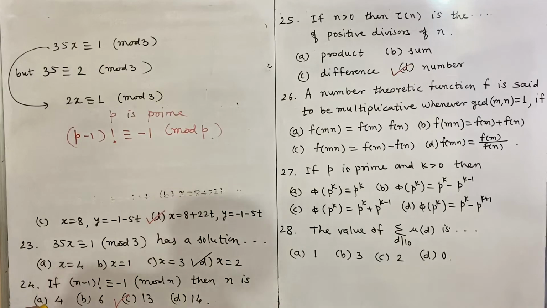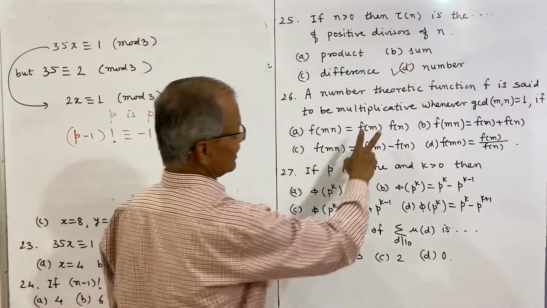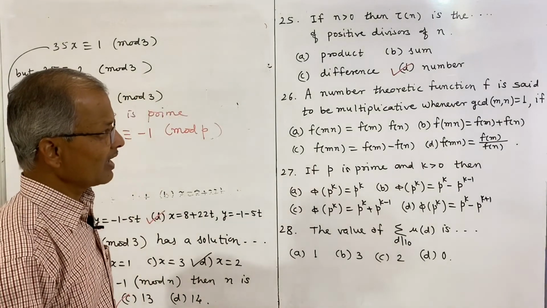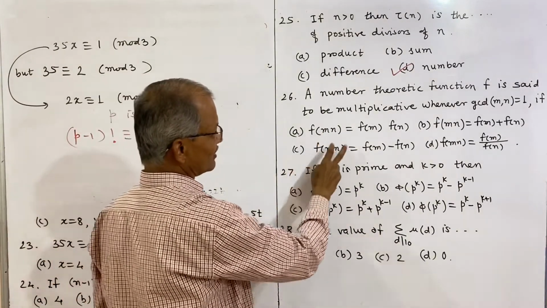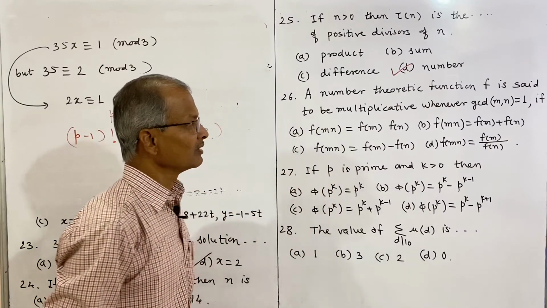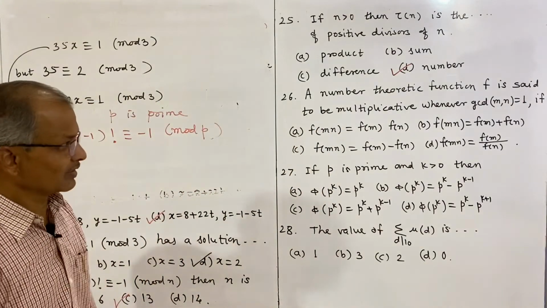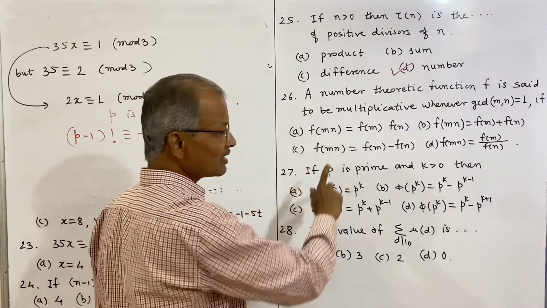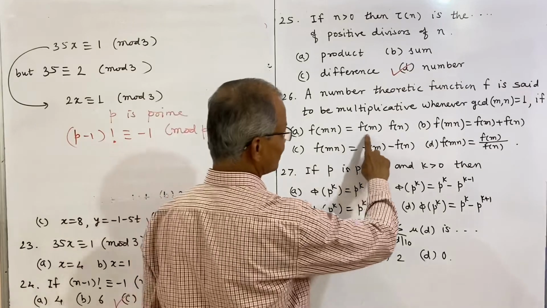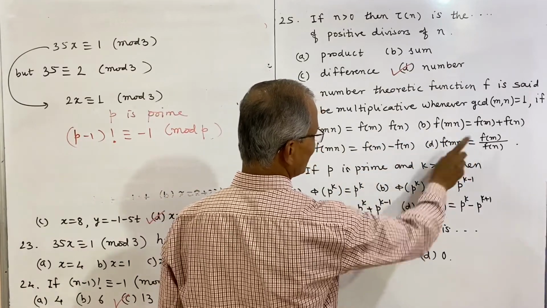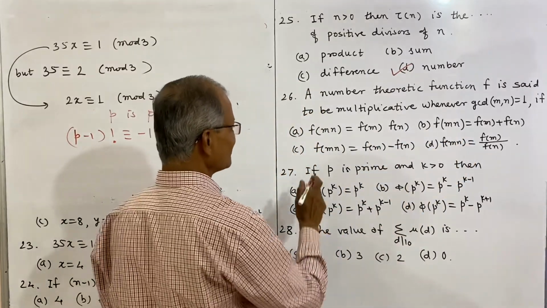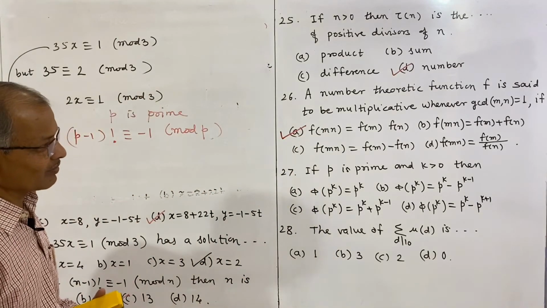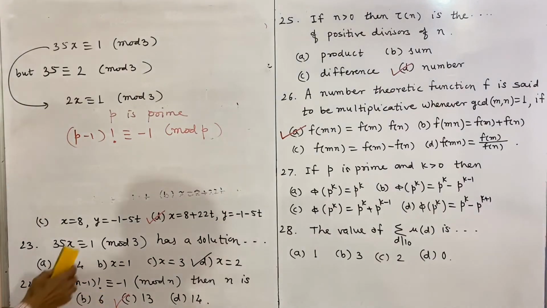Next is, a number theoretic function f is said to be multiplicative whenever GCD of m and n is 1, they are relatively prime, and if, which result must hold? By definition of a multiplicative function, we have f of m into n is equal to one of these, product or sum or difference or quotient, and it is multiplicative, therefore the first is the correct choice. F of m into n is equal to f of m into f of n.